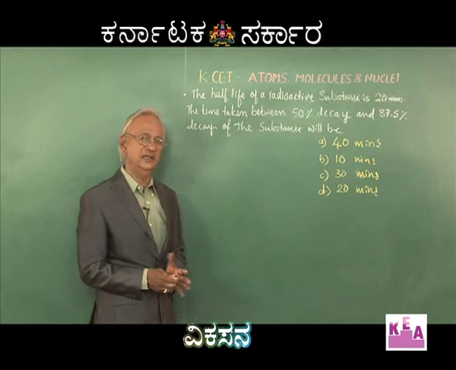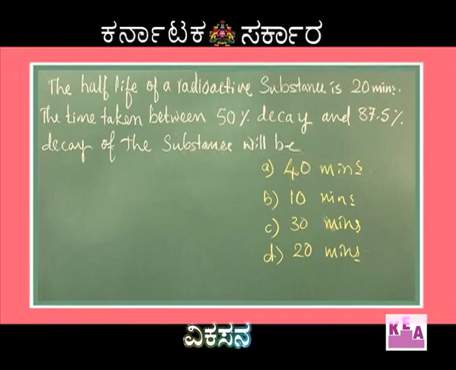Students, we have another very tricky question here. The half-life of a radioactive substance is 20 minutes. The time taken between 50% decay and 87.5% decay of the substance will be. I think you cannot answer this question offhand unless you give serious thought. Thought process you must do. Otherwise you will be gambling 40 or 10, 30 like that.